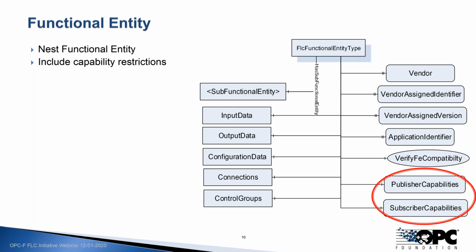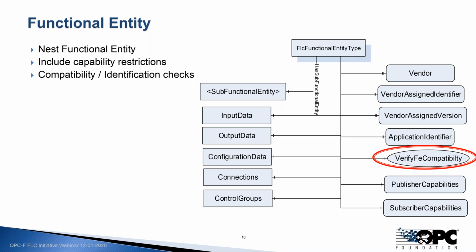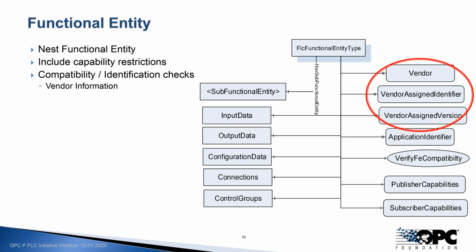I can also provide compatibility checks, of course. So this allows me to check that this is the right functional entity that I want, that it hasn't had updates and changes. To do that, we've added vendor information that's provided as part of the model.